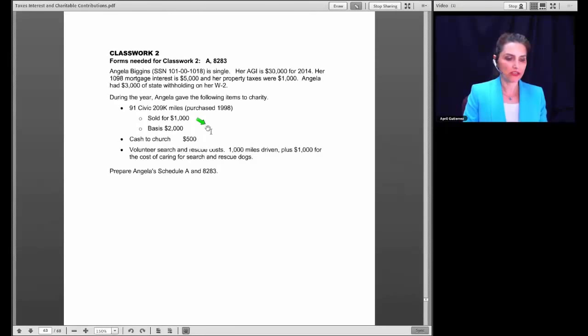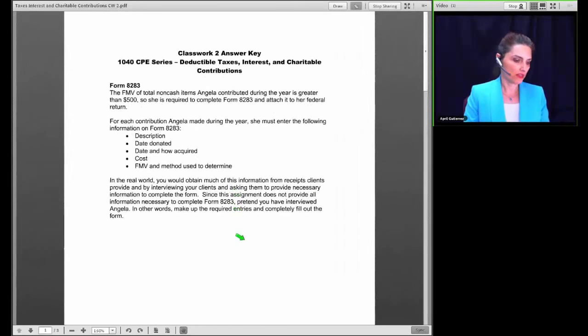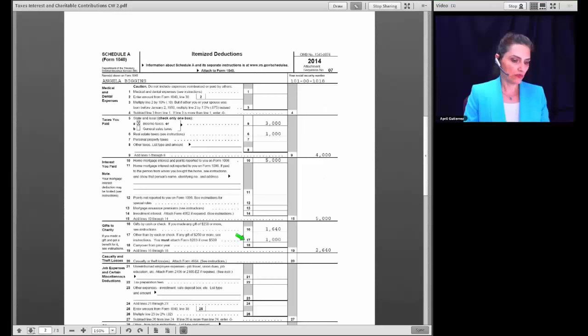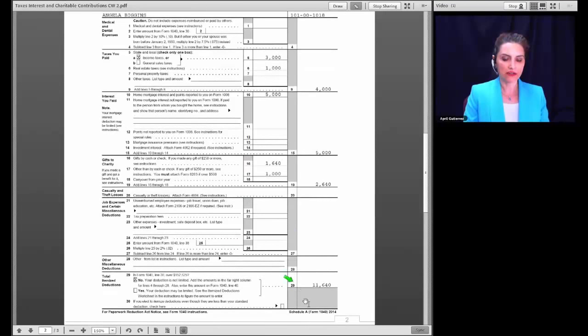So she made a $500 donation to church. She spent $1,000 caring for those search and rescue dogs. That's $1,500, and then she's going to get 14 cents per mile. When we add all of that up, we get the deduction that we've entered on Schedule A for her, which is this $1,640 of cash contribution, and then the non-cash contribution goes on line 17. So her total itemized deductions are $11,640.